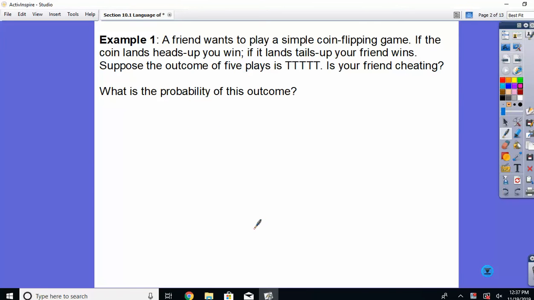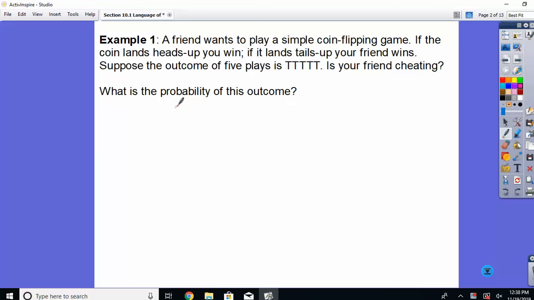Example: a friend wants to play a simple coin flipping game. If the coin lands heads up, you win. If it lands tails up, your friend wins. So suppose you play 5 times and it's tails every time. Is your friend cheating? Probably, but mathematically speaking, it could happen, couldn't it? But how likely is it to happen? Not very likely at all.